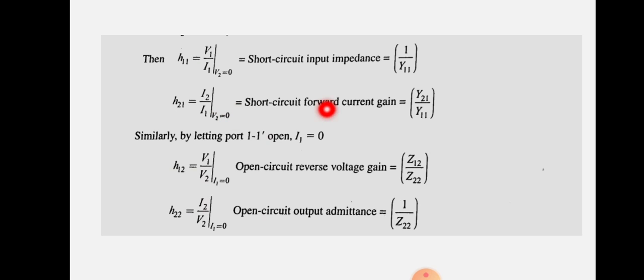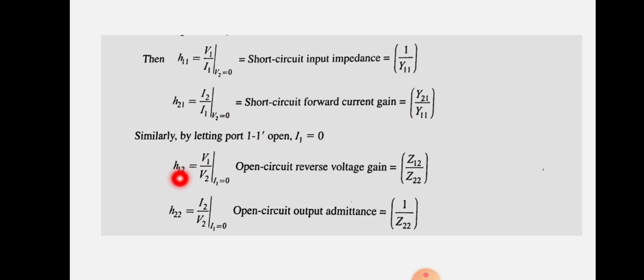And in the previous discussion, from the admittance parameter, we get that H21 will be equal to I2 by I1. That I2 by I1 is the same as Y21 by Y11. So there is a direct relationship between this hybrid parameter H21 with Y21 and Y11.